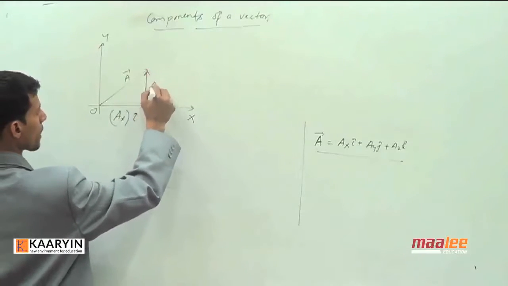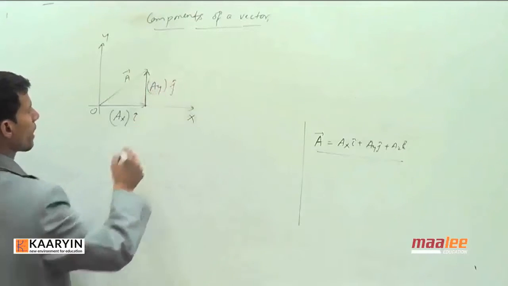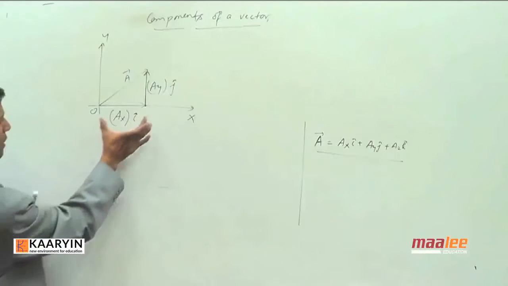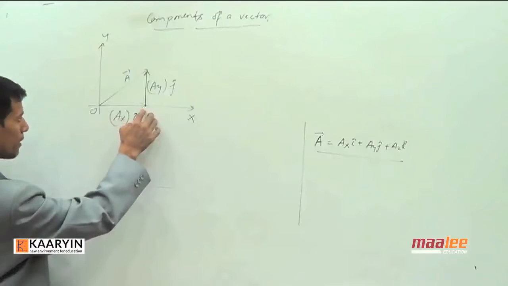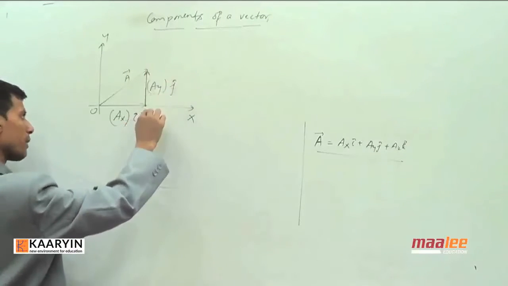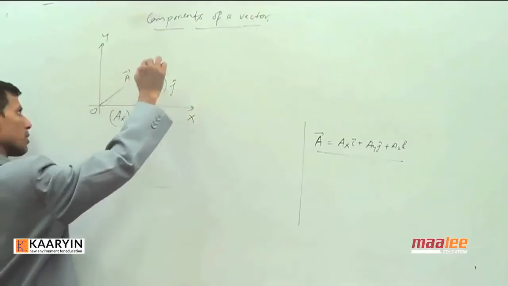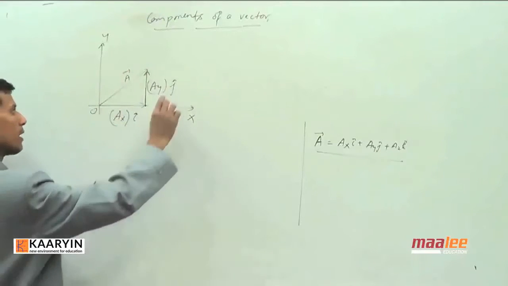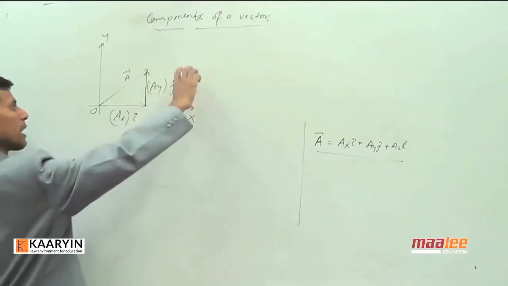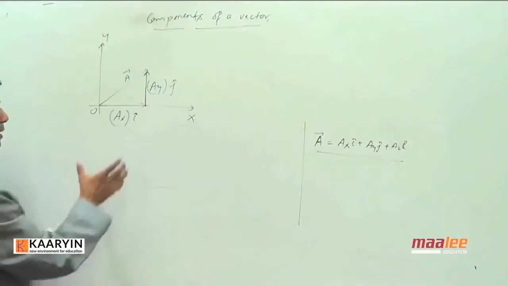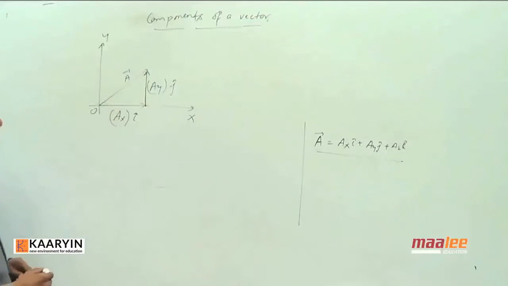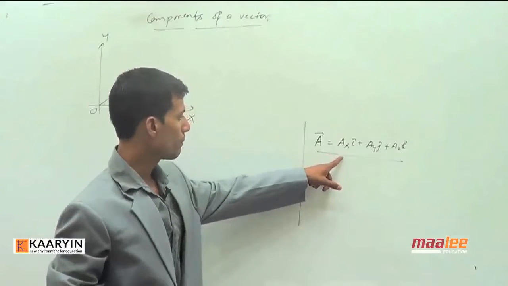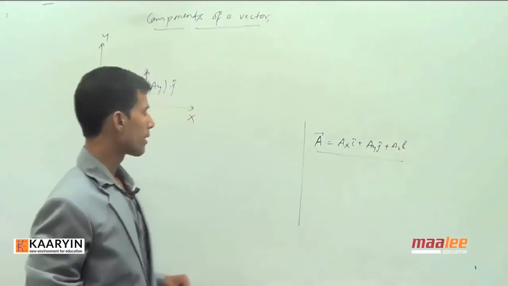Now the tail of the second vector is attached to this vector. This becomes Ay j cap. You see in this case the head of the first vector is joined with the tail of the second vector. If you join this with this, you will get the resultant of this and this, that is Ax i cap plus Ay j cap in the 2D coordinate system, that is, the x and y axes only. In a 3D coordinate system, I can write A equals Ax i cap plus Ay j cap plus Az k cap.